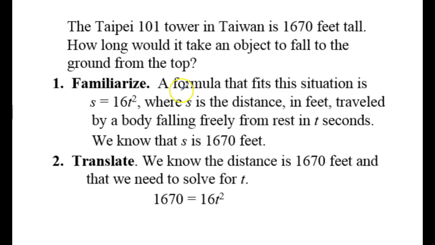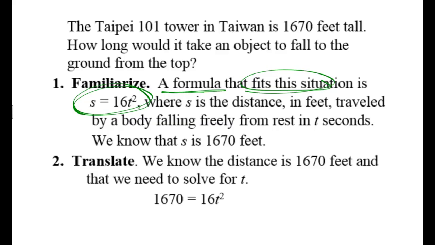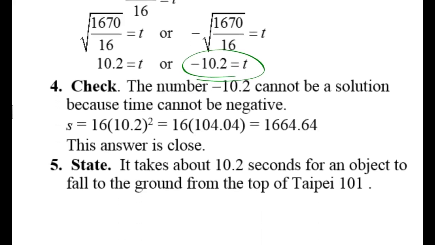So again, the author just says a formula that fits this situation, and they don't really do any explanation of why you're using S equals 16t squared. But the reason is because of this formula here that you'll learn in a physics class, and has to do with gravity. Eventually they get down to the same equation that we used and the same solutions. And then here's their check that they're performing. It's nice when it's a word problem to go ahead and state the final solution and making sure that you're using proper units.